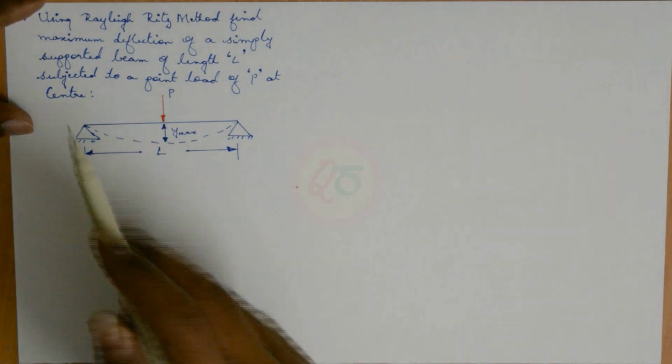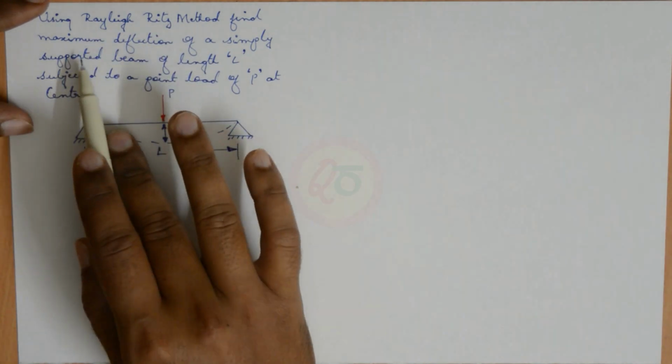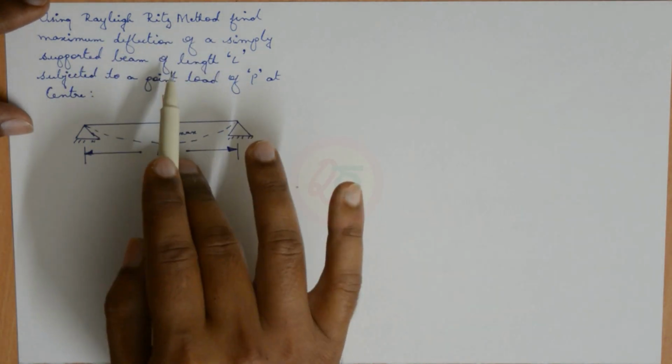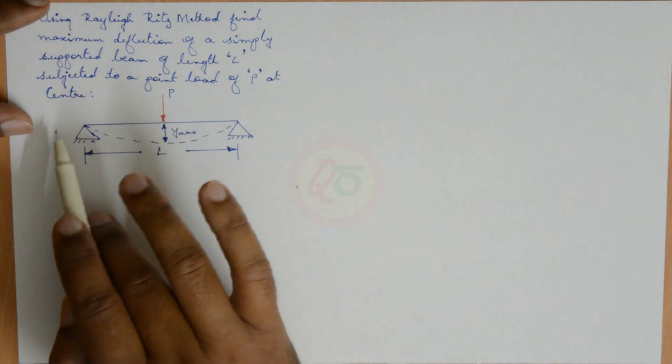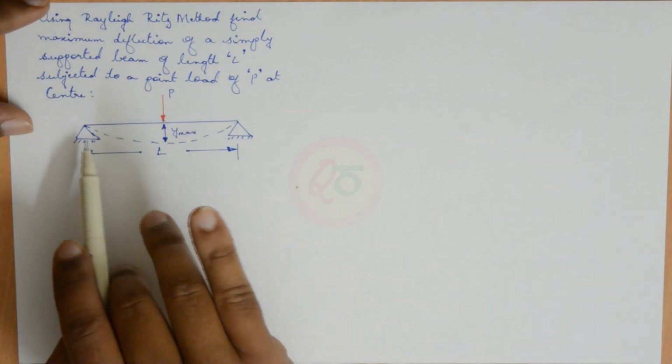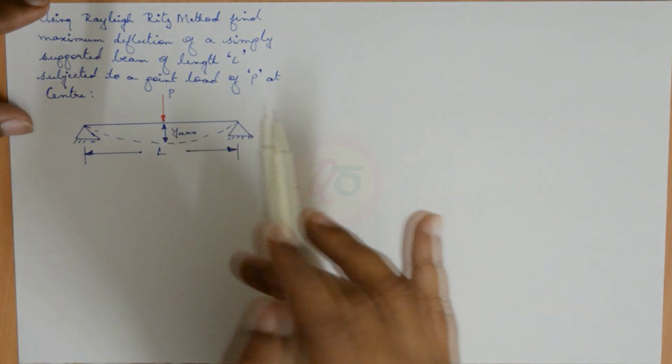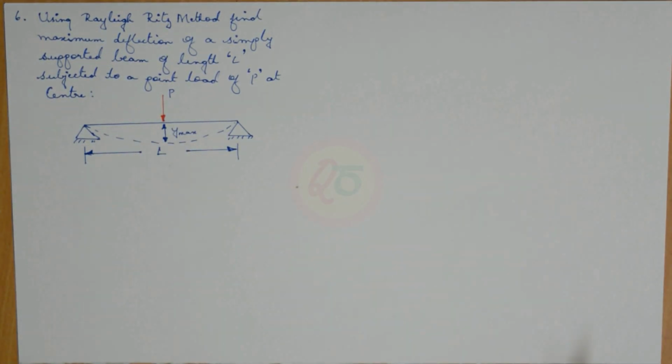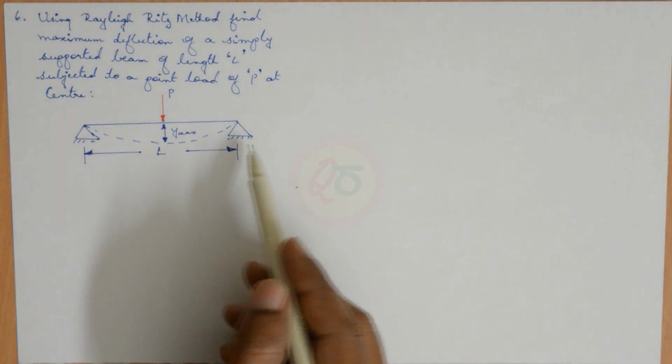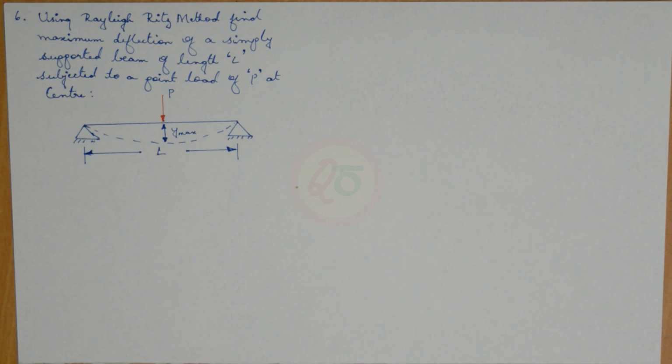The statement goes as: using Rayleigh Ritz method, find maximum deflection of a simply supported beam of length L subjected to a point load capital P at the center. So this is capital P and it is causing deflection Y max at the center. The overall length of the beam is capital L. For this numerical, we will obtain the solutions using both polynomial and trigonometrical, and we will see which approximation works better.